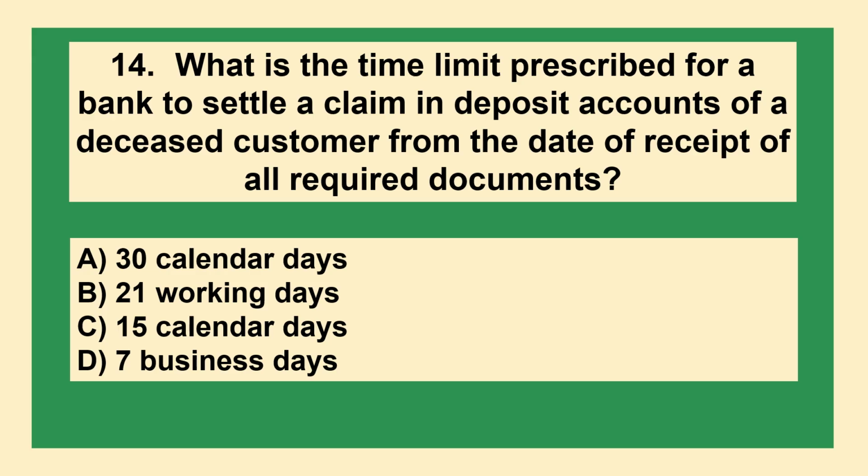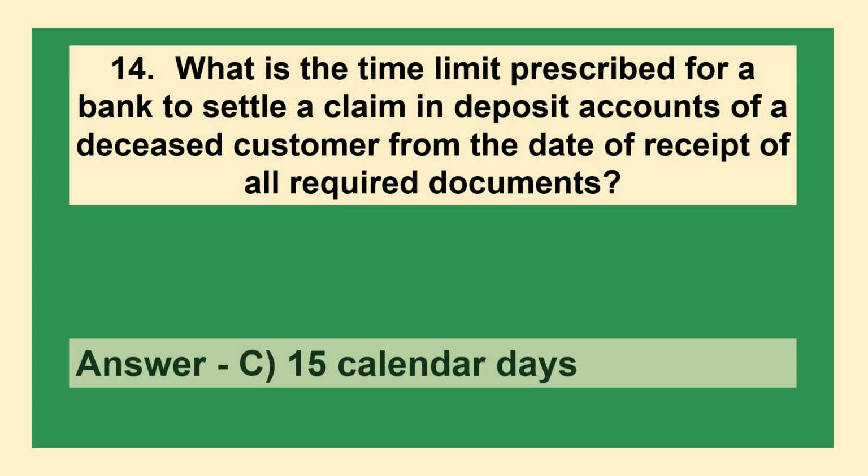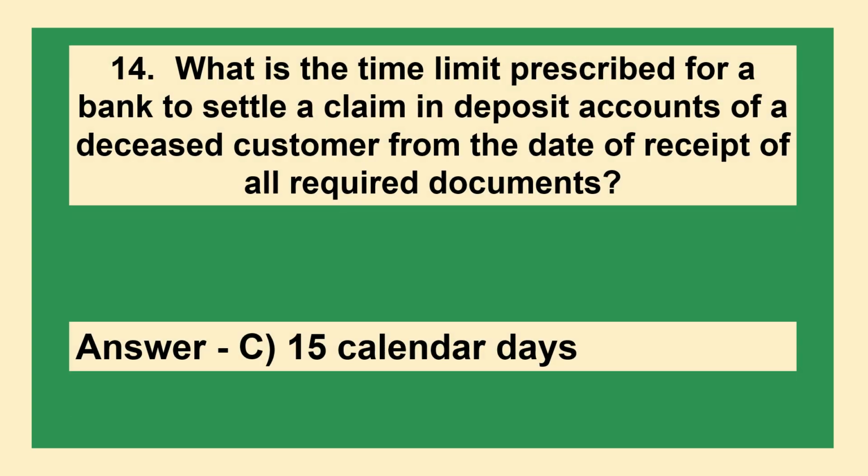What is the time limit prescribed for a bank to settle a claim in deposit accounts of a deceased customer from the date of receipt of all required documents? Option A, 30 calendar days. B, 21 working days. C, 15 calendar days. D, 7 business days. The answer is option C, 5 calendar days.